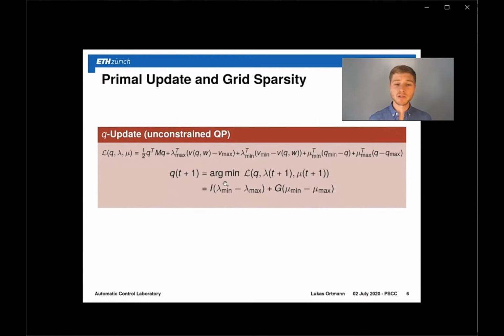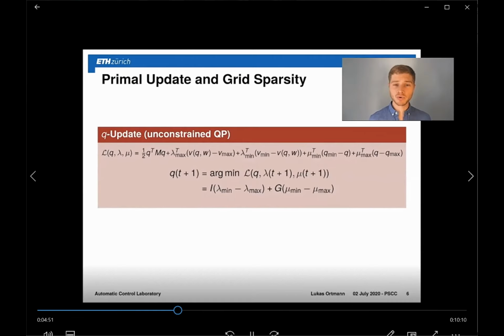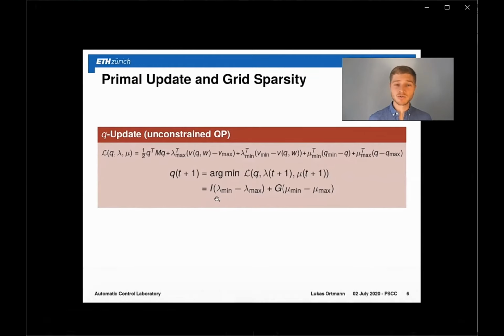To calculate the reactive power set points of the inverters, we multiply the identity matrix with the difference of these Lagrangian multipliers, and we add this matrix times the difference of these multipliers. The nice thing is now, if some inverter wants to calculate its own new reactive power set point, because we have an identity matrix here, it doesn't need to know the lambda values of the other inverters.